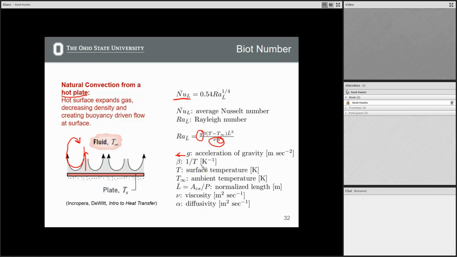We can also look at normalized, this isn't necessarily a normalized length, it's not a non-dimensional number, but we can look at the cross-section divided by the perimeter as a sort of length variable for the types of structures that we have. Right, so we're going to evaluate this. Questions on that?